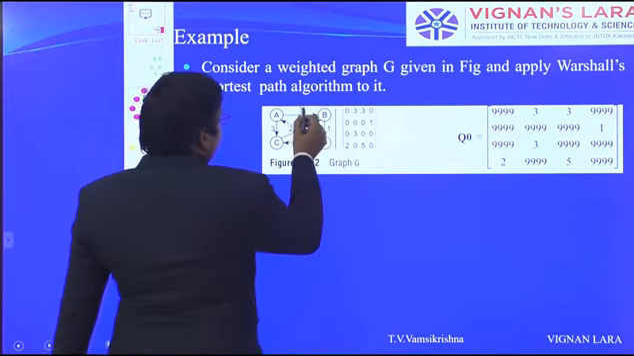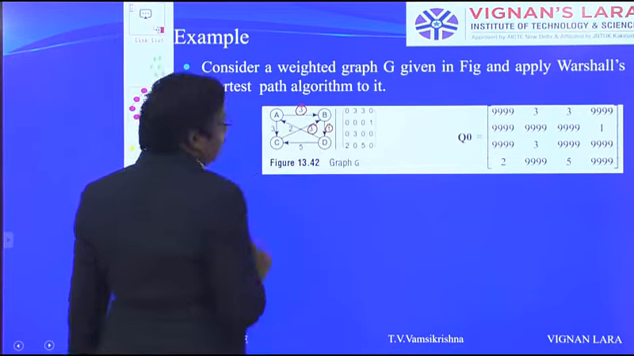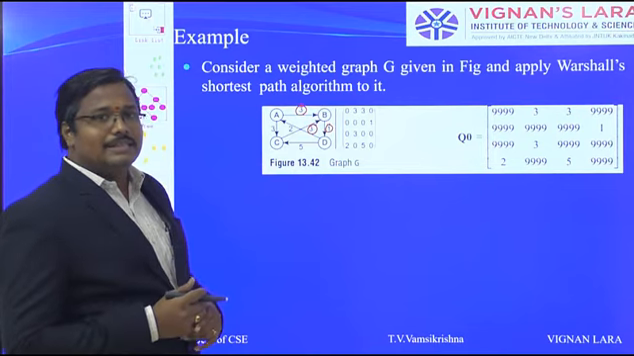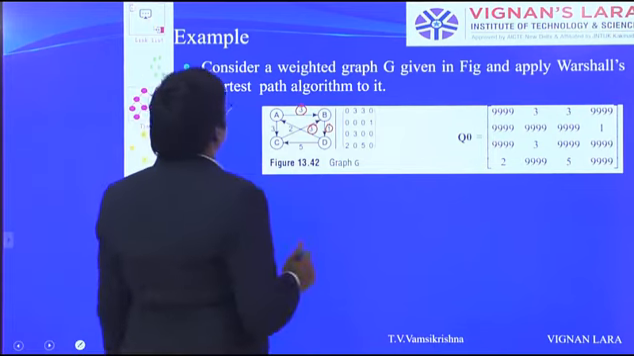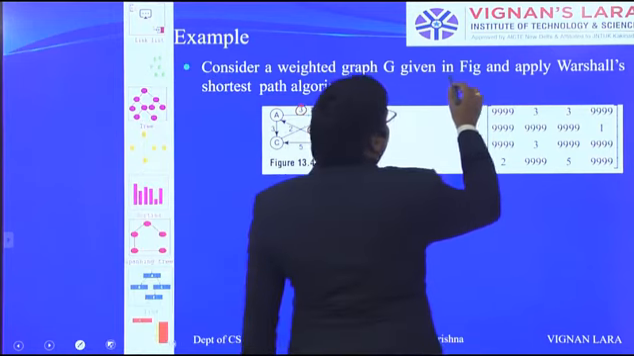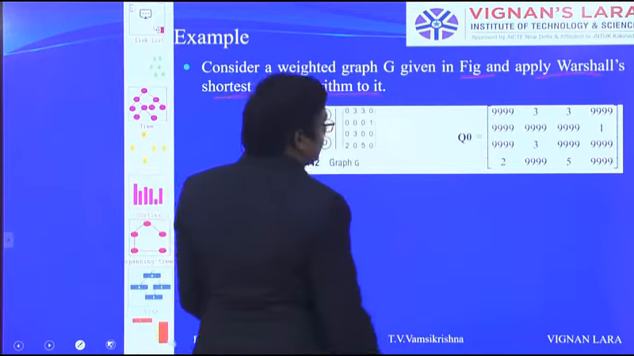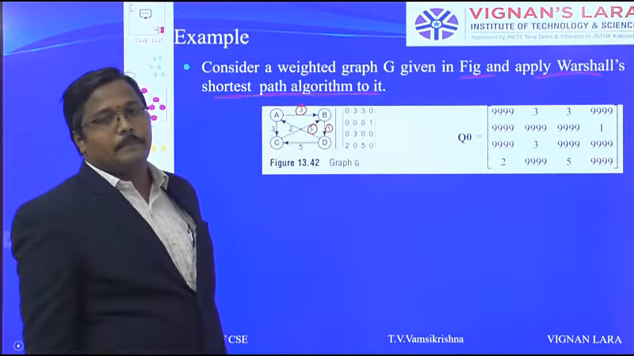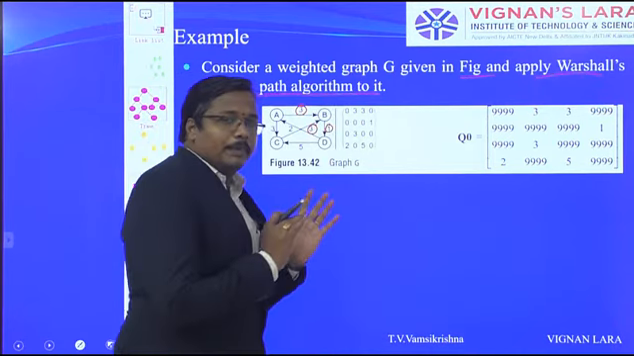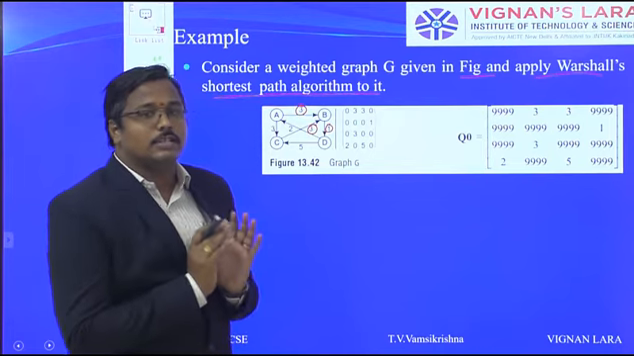So here each and every edge is associated with some weight, some distance also. In this case, is there any change? No change. Same kind of algorithm we are applying. So consider a weighted graph G given for the given flow. Apply Warshall's algorithm for shortest path. Sometimes it is called Floyd-Warshall's algorithm also. First prepare the Q matrix. Q matrix is for finding the shortest path.